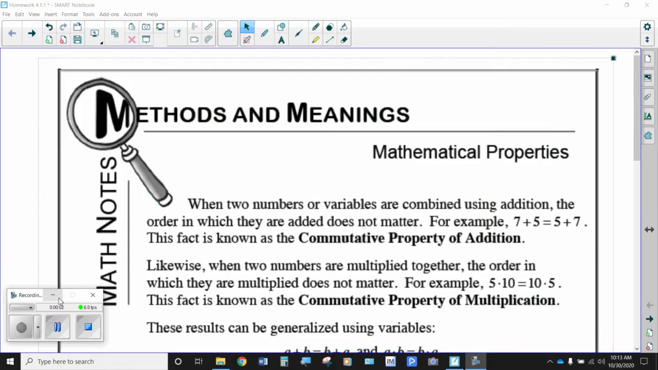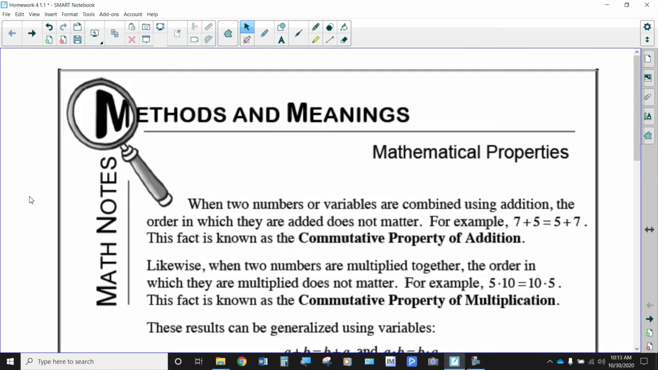Alrighty, let's take a look at our homework for lesson 4.1.1. We're going to start off with the M&Ms, and in this case, we are learning about mathematical properties.